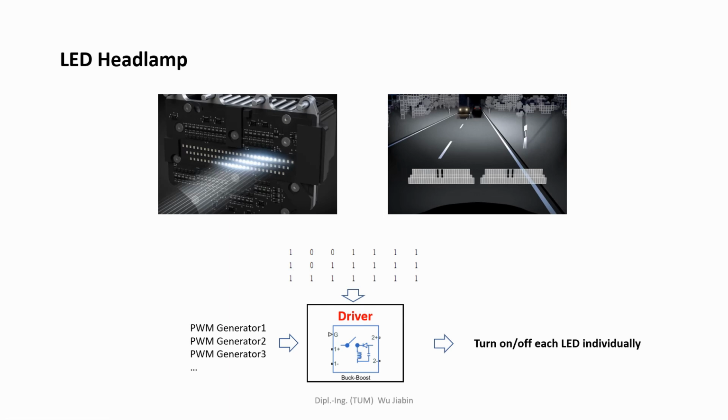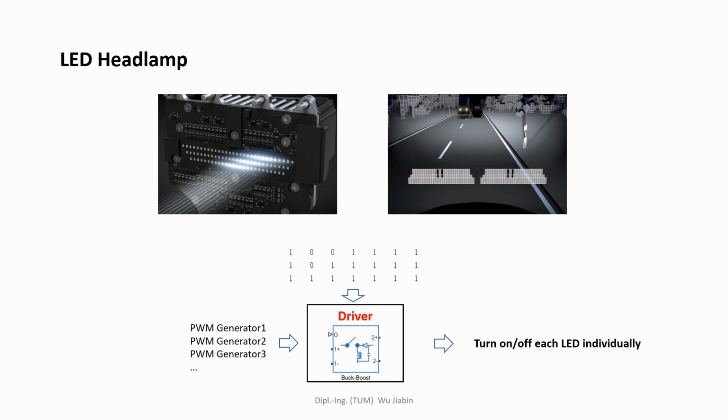And the PWM generator generates PWM signals to control the switch here in the buck boost circuit, and this switch is normally a MOSFET, so as to adjust the illumination of the LED. So much for the components.